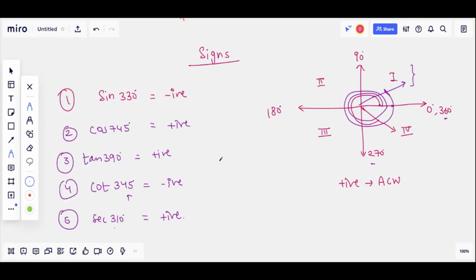Let's talk about a couple more examples. This one is cosec 500. We have 360 over here, and 360 plus 90 is 450. So definitely this is slightly more than 450, so it must be in quadrant 2. And in quadrant 2, cosec is positive. So this is a positive number.